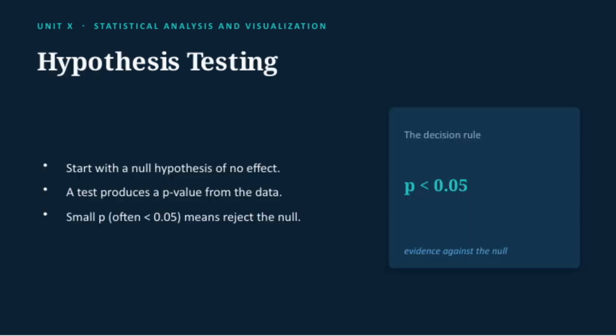Let's talk about how we decide if an effect is real or just noise. We start with the null hypothesis, the idea that there's no effect at all. Then, we run a test and get a p-value, which tells us how surprising the data is if the null were true. If that p-value is small, usually less than 0.05, we reject the null. That's the basic decision rule behind hypothesis testing.